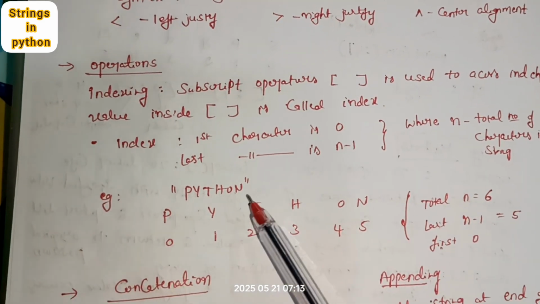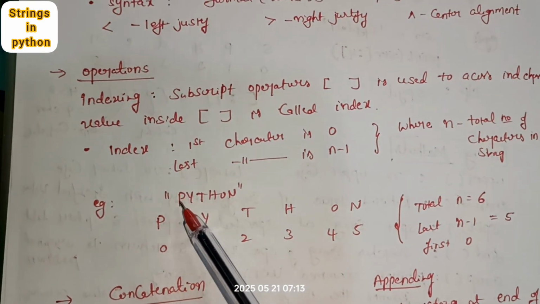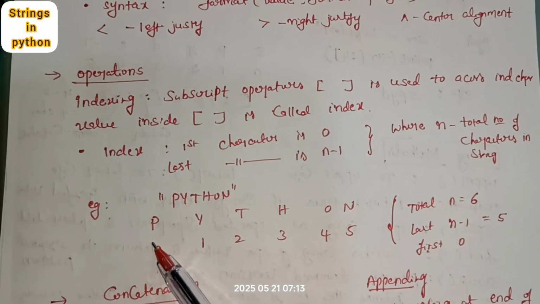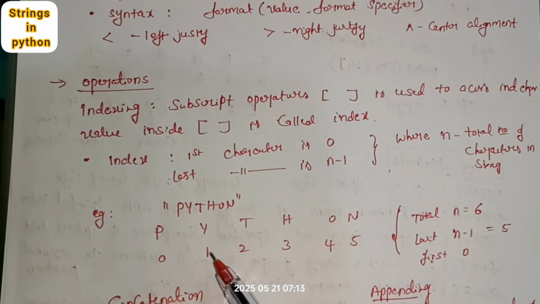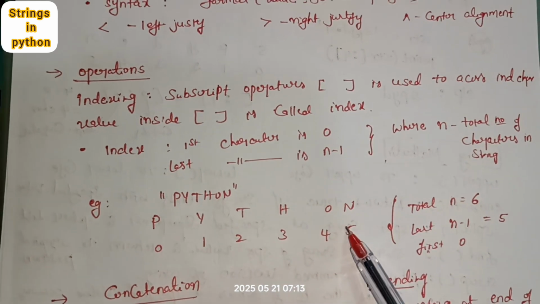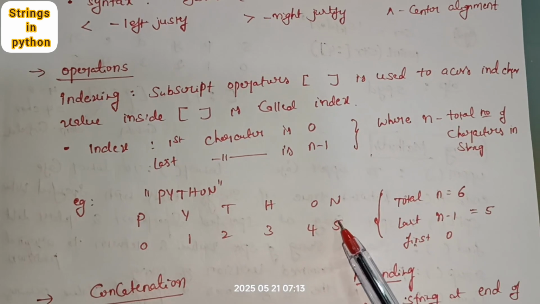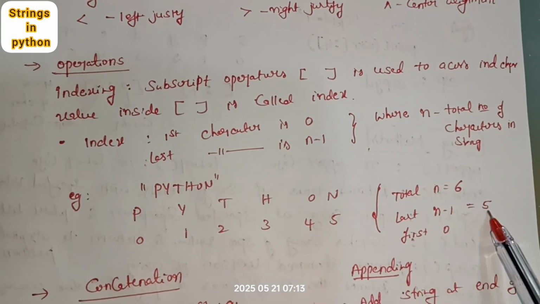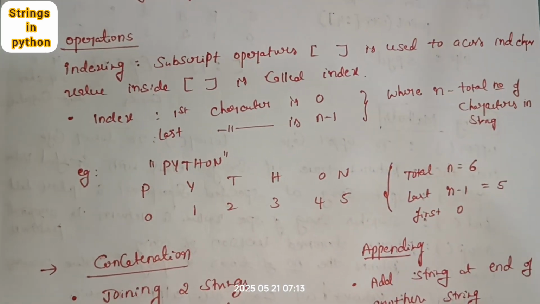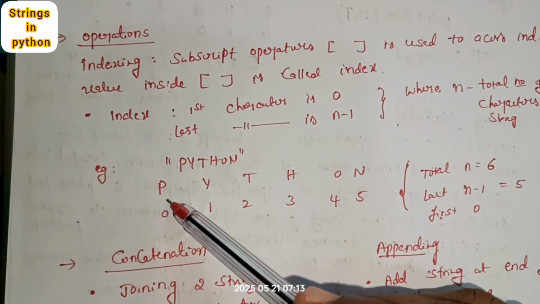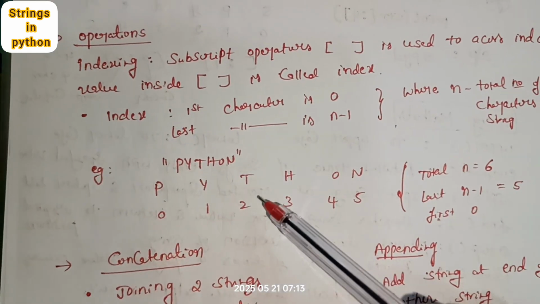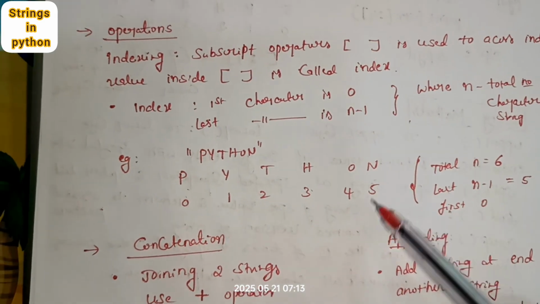Example, if you take Python in double quotes, write Python like this, starting from index 0, 1, 2, 3, 4, 5. So how many in total? 6 are there. What is the last? N minus 1, that is 6 minus 1 is 5. What is the first? This is 0 indexing. So we call it the 0th index, first, second, third, fourth and fifth, right?